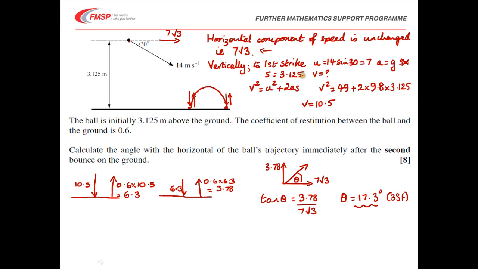Let's just check out the mark scheme for this. There is a B mark for the horizontal component of the speed being unchanged throughout. There's a B mark for correctly calculating the initial vertical speed, and there's a method mark for using the SUVAT equation correctly, and an answer mark for coming up with the 10.5 value here. There are then M and B marks, method and B marks for the velocities after the first strike and the second strike. And finally there's a method mark for using the tangent of the angle here, and a final answer mark for 17.3 degrees here.